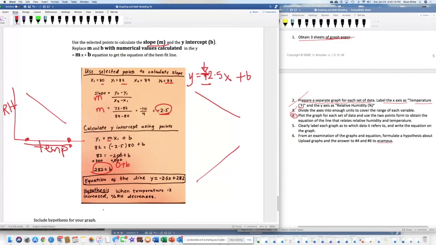So when temperature increases, the relative humidity decreases. So remember, in chemistry, the purpose of the graph is to relate two measurements that may or may not be related. Now we can see here, these are related and we can see how.